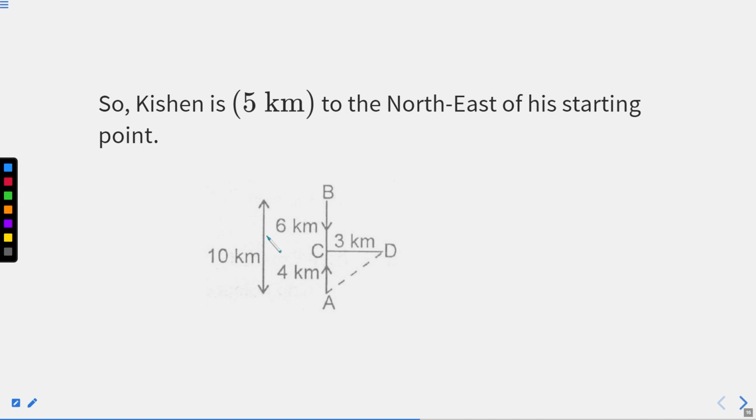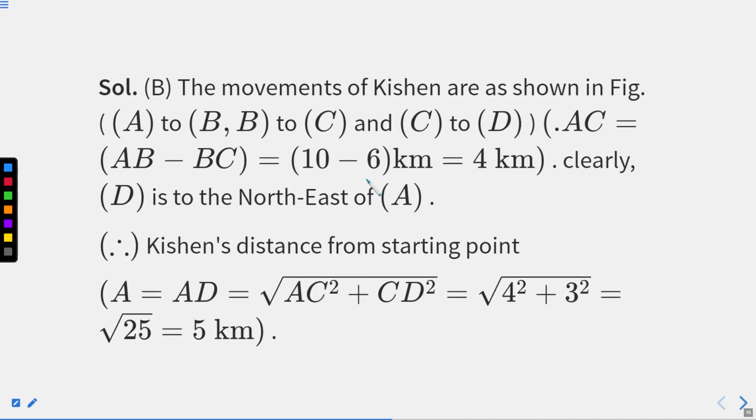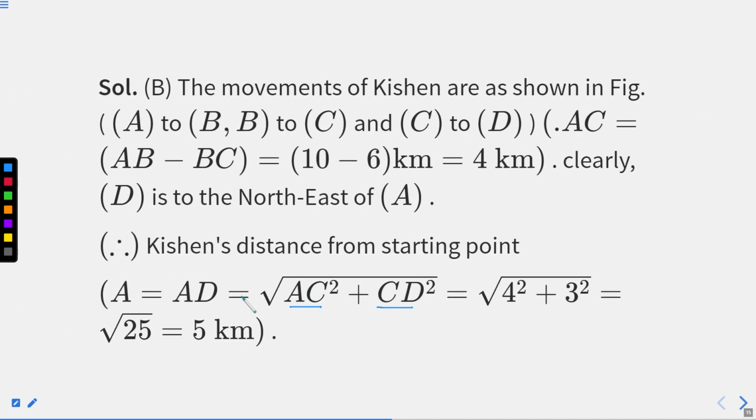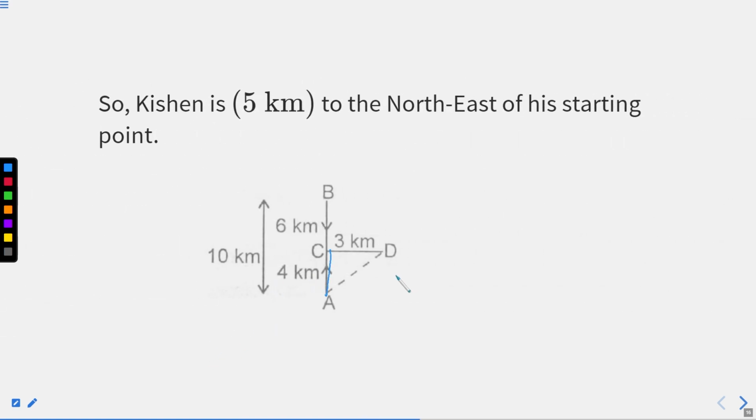So, we can read the question, right? The diagram says this is a 10 kilometer distance, and from point C it moved a distance to D, from point A. So the triangle that comes out is ACD, right? If we solve triangle ACD, AD comes out to be AC square plus CD square. You can say that AC square plus CD square will help us find AD, that is 5 kilometers. And in which direction? In the northeast direction, right?